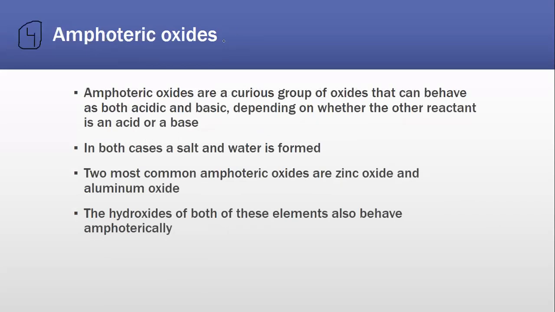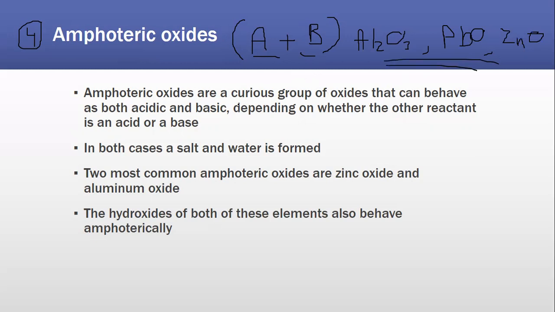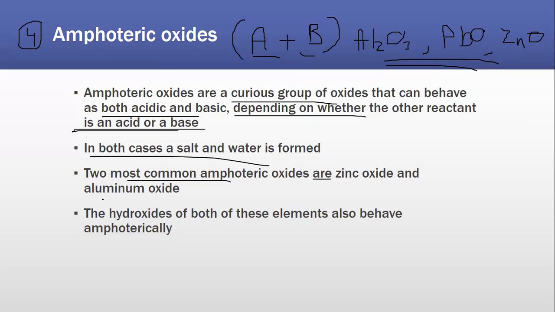Amphoteric क्या होते हैं? Amphoteric are the oxides which have both acidic character as well and they act as bases as well. Both mix. इसकी examples आपने याद रखनी, three examples: aluminium oxide, lead oxide PbO, and zinc oxide ZnO. Only these three are known as amphoteric oxides. They are a curious group of oxides that can behave as both acidic and bases, depending on whether the other reactant is an acid or a base. In both cases, a salt and water is formed. Two most common amphoteric oxides are zinc oxide and aluminium oxide.